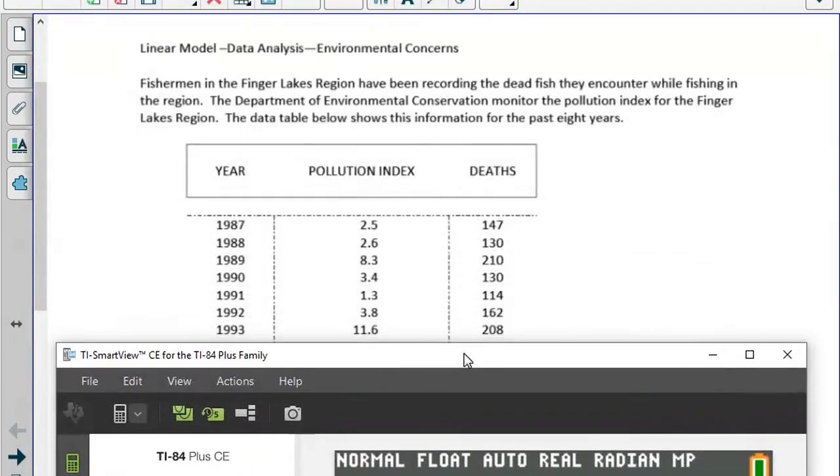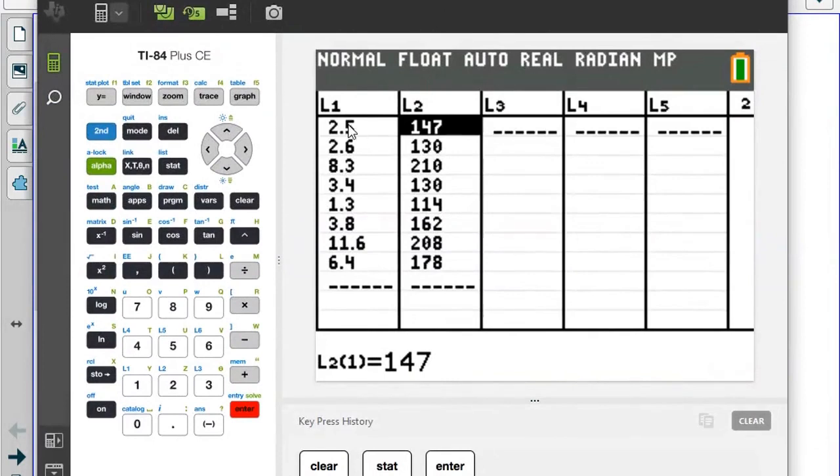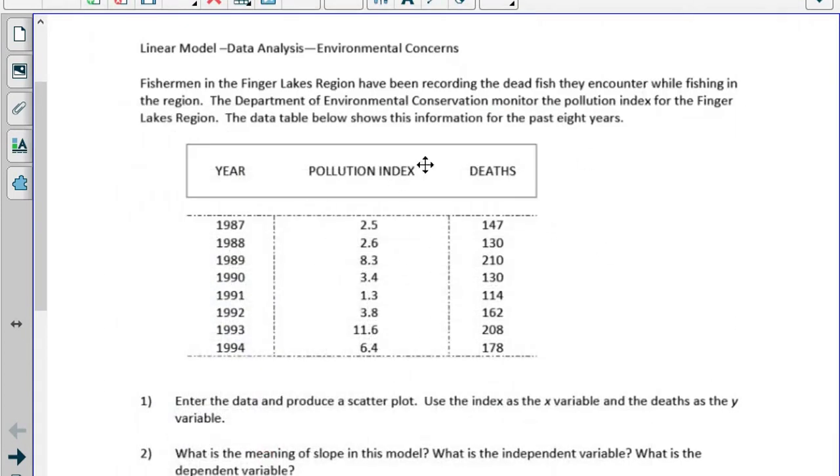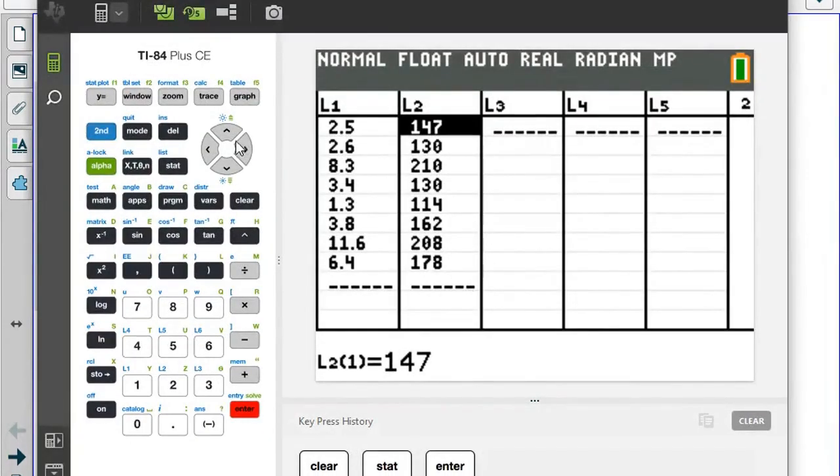And so that's something that you can see from the values. When you type these into L1 and L2, when you hit enter, you will move down. So you'll hit 2.5, enter, 2.6, enter, 8.3, enter, and so on. I just tried to save some time by typing them in ahead of time. Okay, so we take all of the relevant information that they want, and then we type it in, and then they want us to produce a scatter plot.